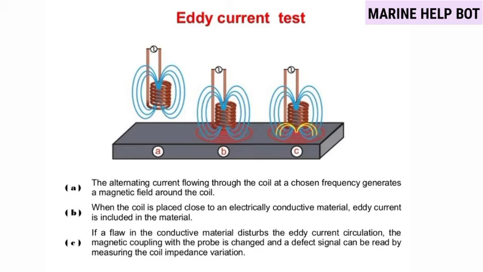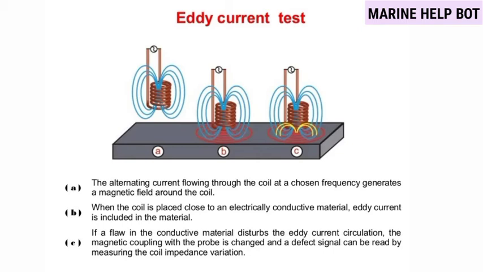the material. So whenever we bring this coil near the material, eddy current will flow in the material also. The third figure says if a flaw in the conductive material disturbs the eddy current circulation, the magnetic coupling with the probe is changed and the defect signal can be read by measuring the coil impedance variation.